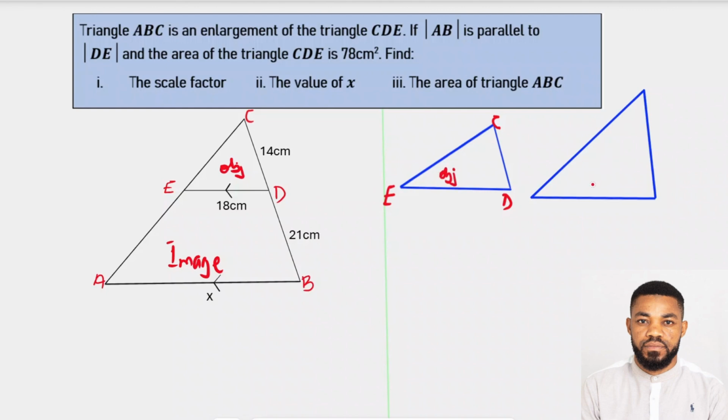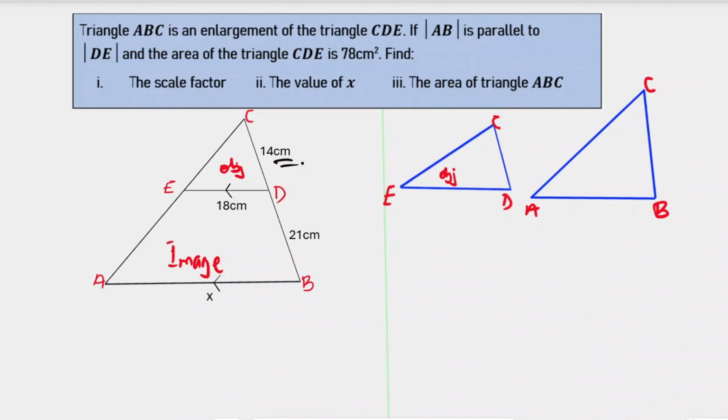Now when you come to the image, we have CAB or ABC. So here's going to be A, here's B, and here's going to be C. So these are the vertices of the triangles. Now let's get the sizes. DC has been given in the question, and that is 14. So here's going to be 14 centimeters.